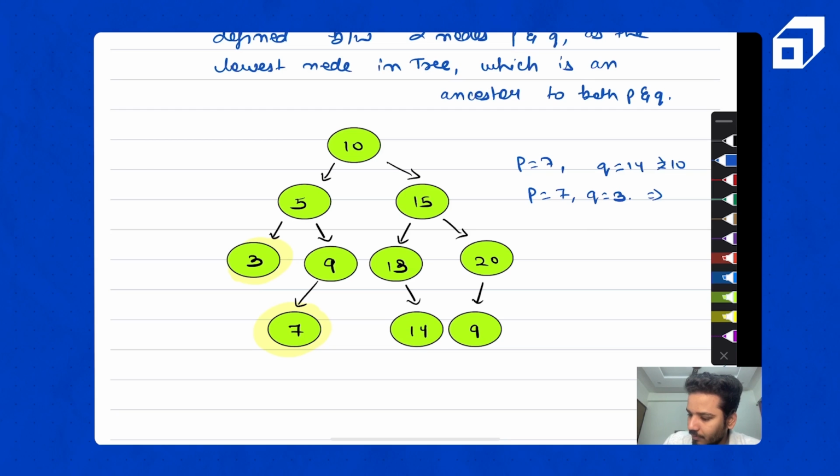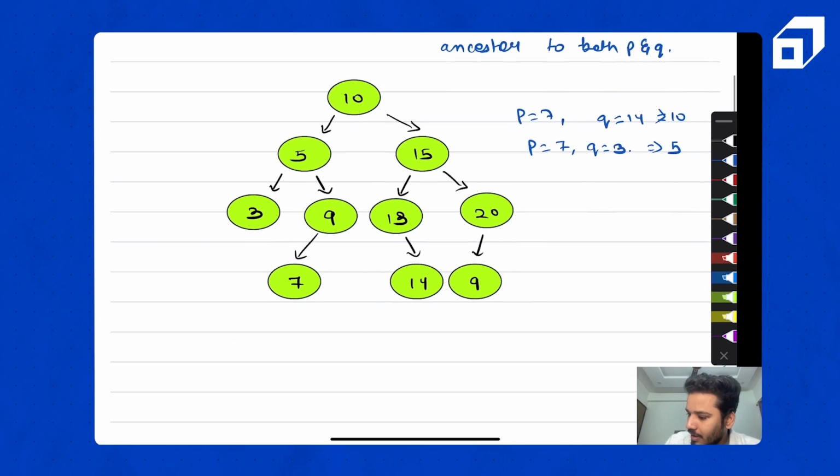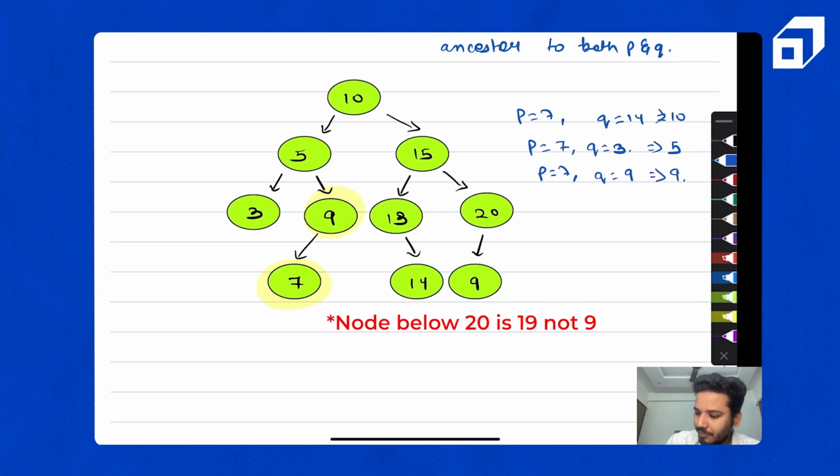The node 5. Now let's just say we are given P is equal to 7 and Q is equal to 9. Let's try to find LCA in this case. The ancestors to both of them are 10, 5. And as per the definition of LCA, we count 9 also as the ancestor of 9. So in this case, the lowest common ancestor for both of them is what? It is 9 only. Hope the question is clear to you.